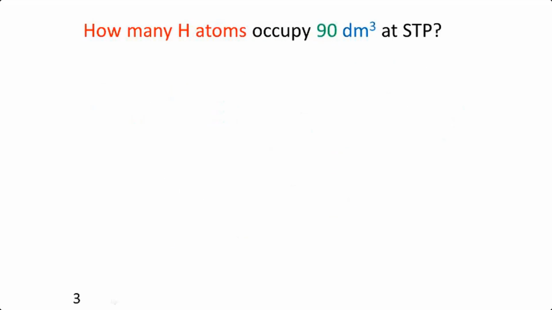How many hydrogen atoms occupy 90 decimeters cubed at STP? Be careful. How many hydrogen atoms, not H2 molecules? Try it yourself first. How many H atoms occupy 90 decimeters cubed at STP? I'm going to do this in quite a few steps. See if you can do it in a single step, but it doesn't matter. Do it in as many steps as you need to get it right.